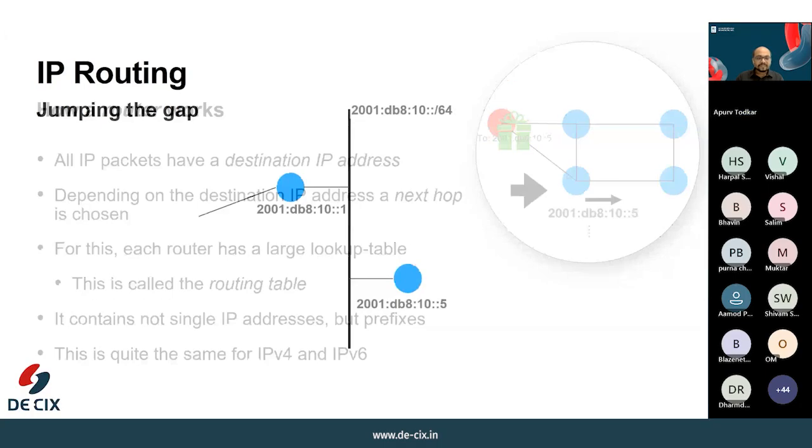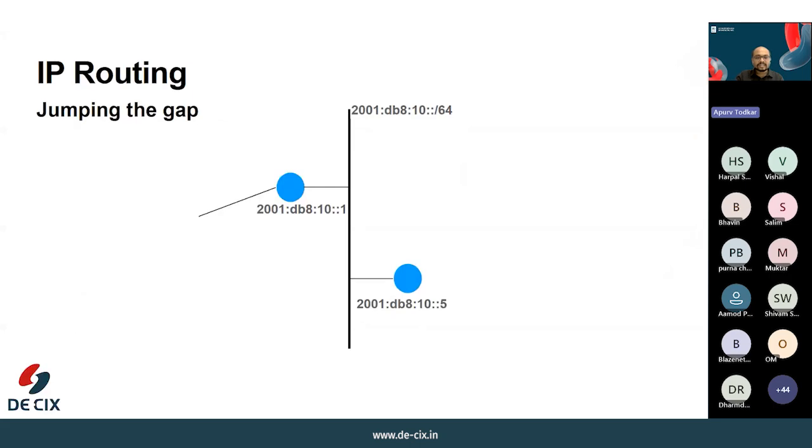This table doesn't contain millions of individual IP addresses, but instead it contains IP prefixes. I'll go into much more detail about this in my routing session. If you have missed that, I'll recommend you watch that video as well.